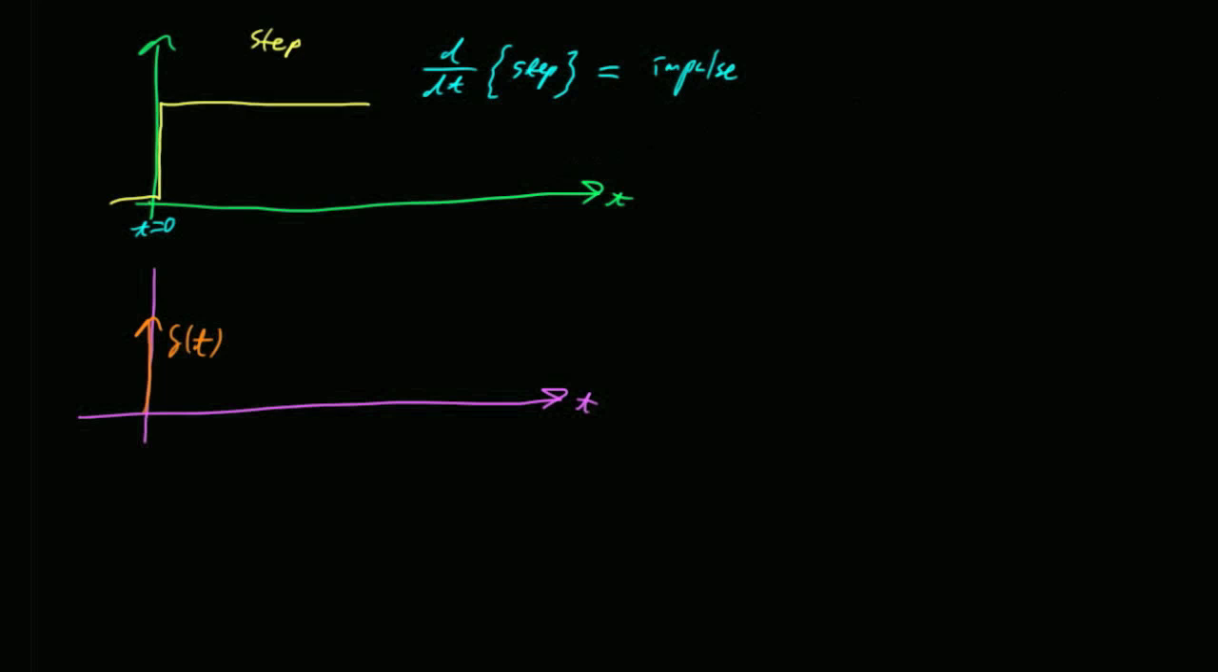Conversely, if you take an impulse and integrate it, you get the step. Actually, I'm going to take out the dt because it can be impulse with respect to anything. You get the step. Okay?